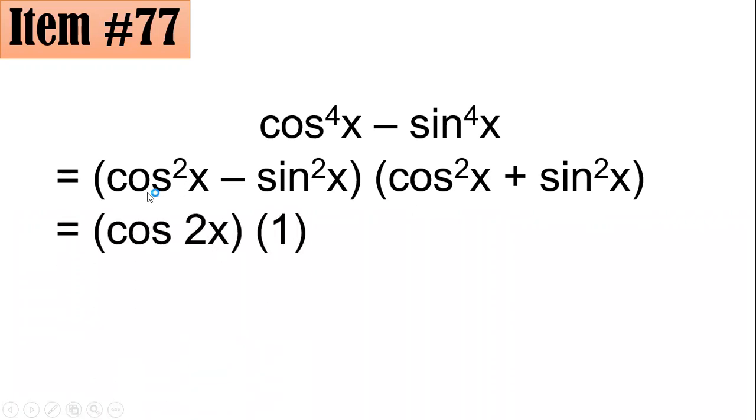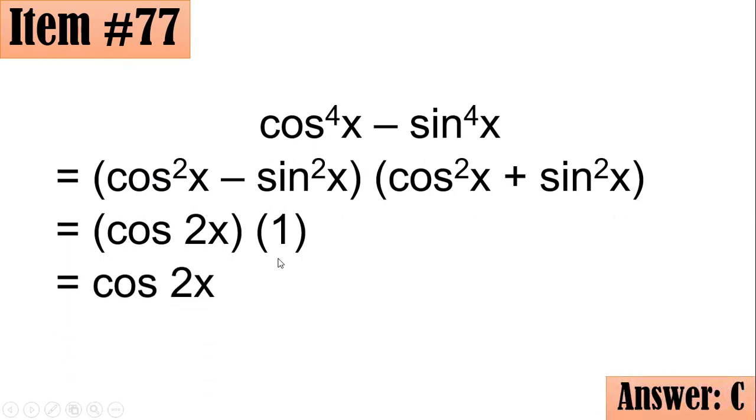And also, this is again the double angle identity. Actually, we have at least three formulas for cosine 2x. Cosine squared x minus sine squared x is one of them, which is equal to cosine 2x. Multiplying it by 1 will give us cosine 2x. Letter C. So our C is correct. Yes, Sir Freddy, that's correct. Difference of two squares.